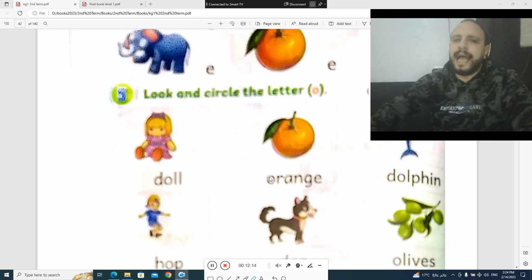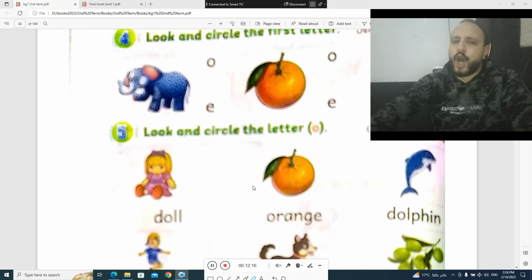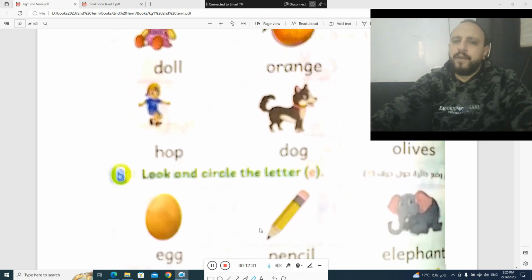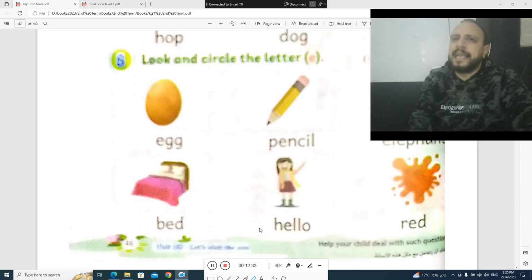Look and circle the letter O. We'll circle the letter O. Doll, we circle the letter O. Orange, we circle the letter O. Dolphin, circle the letter O. Finish them in the homework. And here you will circle the letter E.